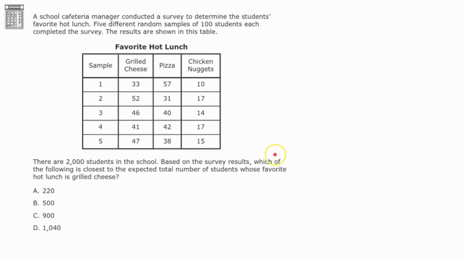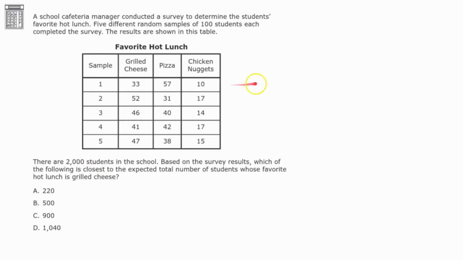Our next question. A school cafeteria manager conducted a survey to determine the students' favorite hot lunch. 5 different random samples of 100 students each completed the survey. The results are shown in this table. There are 2,000 students in the school. Based on the survey results, which of the following is the closest to the expected total number of students whose favorite hot lunch is a grilled cheese? Your turn. Go ahead and pause and come back when you're ready.